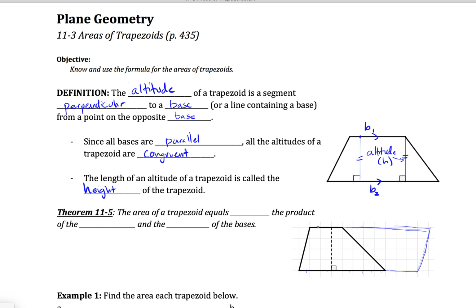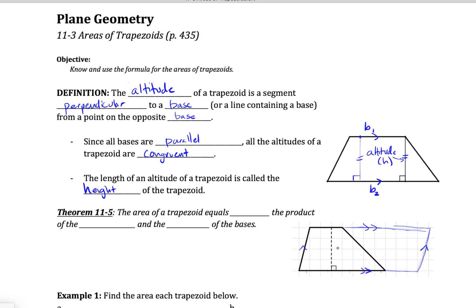Now, this new shape that I created is, of course, a parallelogram. These sides would be parallel and congruent, and this side would be parallel and congruent to this side over here. I'm not going to go through the proof of why that would be, but you can trust me on that. And if I think back to what I've already learned about the area of a parallelogram, it would be this measurement, the base, times this measurement, the height.